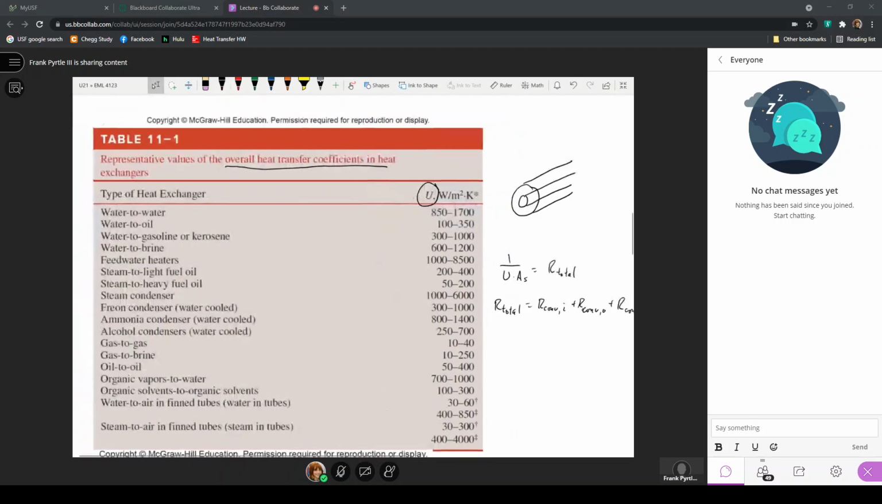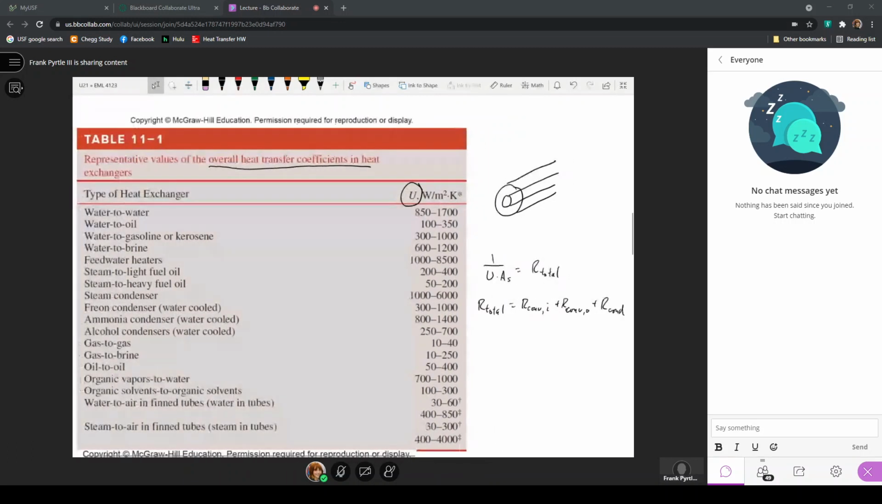And that's not taking into account any fouling that might occur. Well, fouling is just a development of some oxidation that occurs on the inside, outside, or both the inside and outside of the pipe, which would just be additional conduction resistances. But that overall heat transfer coefficient U is used to define an expression of a total resistance that takes into account, again, at minimum, these three resistances.